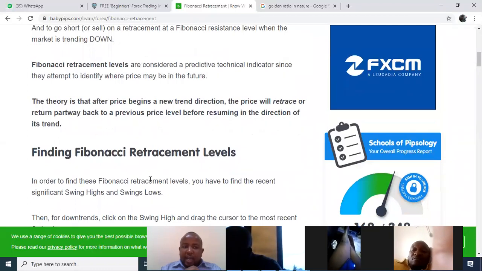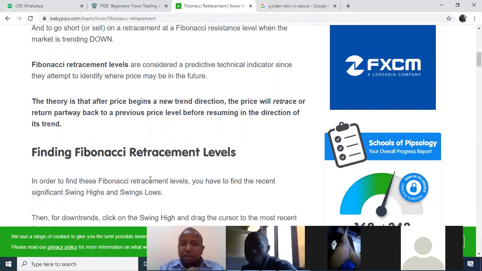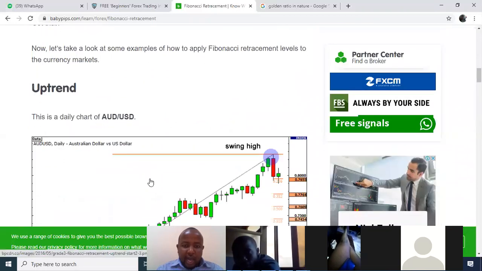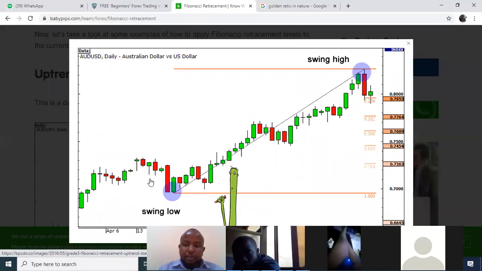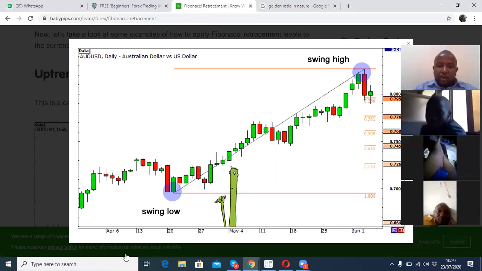So the theory is that when the price begins a new direction, the price will retrace or return back to a previous price level before resuming in the direction of the trend. So let me guide you and you will be able to see. So this is an uptrend, for example. Let me put this here so that we can see the uptrend. So this is our uptrend.